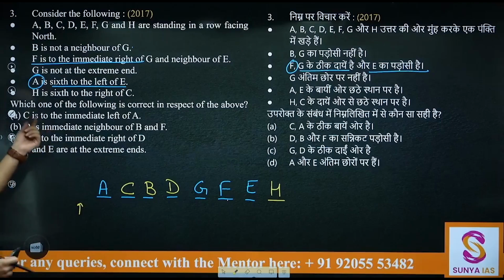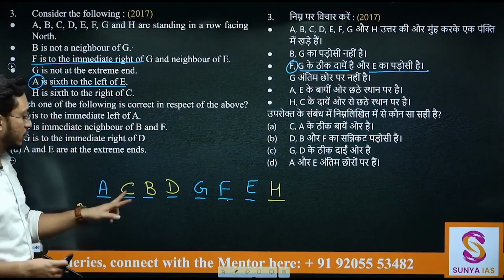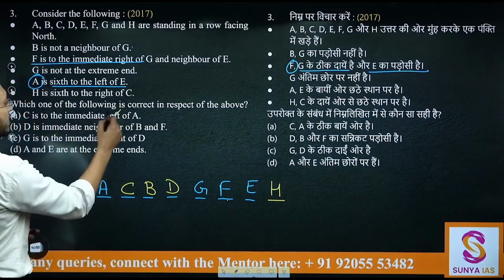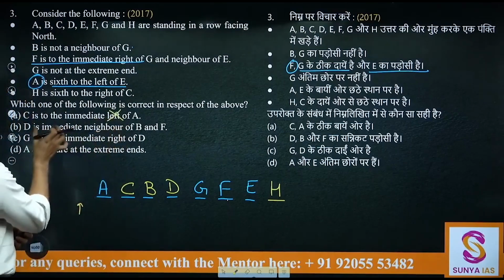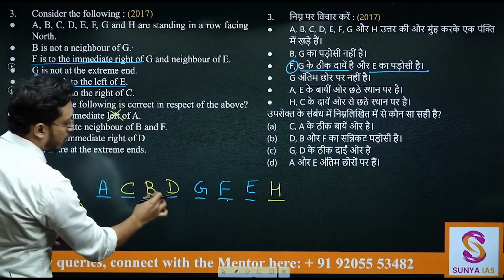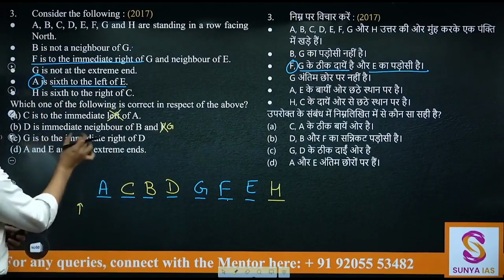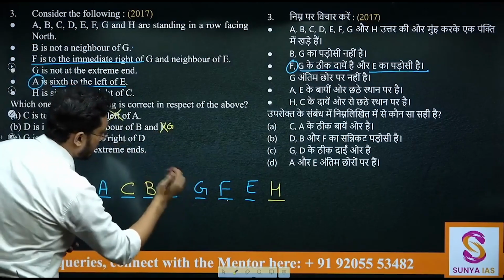Let's see the options. C is to the immediate left of A. C is to the immediate right of A. Right of A is C, so left of A is incorrect. D is immediate neighbor of B and F. Not B and F, but B and G will come here. G is the immediate right of D. Immediate right of D is G.